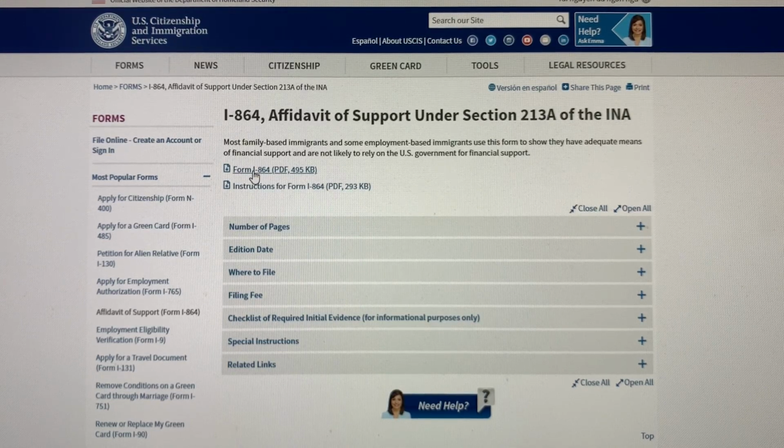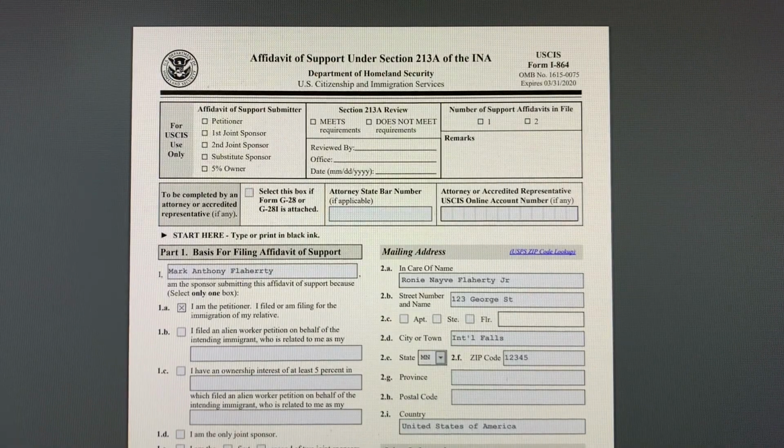And of course, you need to read the instructions first before you file this. This is case-to-case basis, guys. Each one of us is different, okay? Each one of us is not the same because this is based on income and stuff. So click that one, and you'll be directed to this. This is the form itself. Can you guys see it?